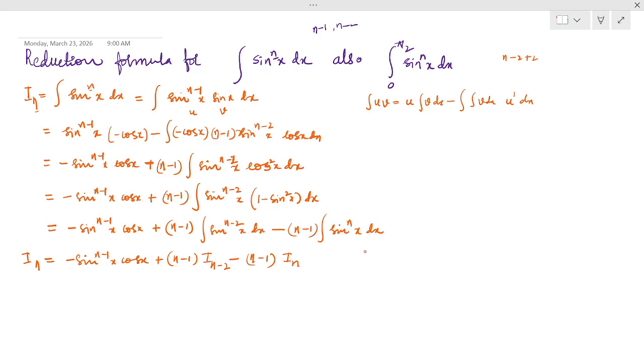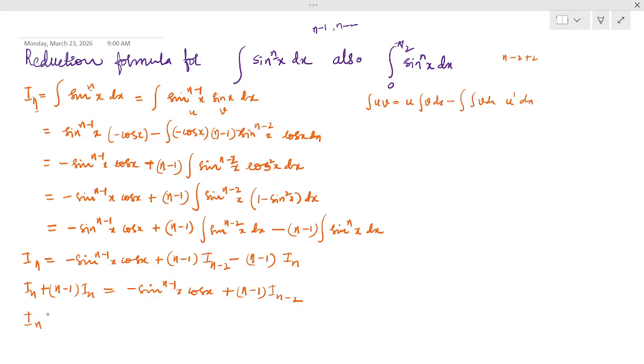Hope it's clear, right? Now what I am doing is, I need to have only one I_n. Since there are two I_n, I will transfer this minus sign to the left side. So what will happen? You can write I_n plus (n minus 1) times I_n on the left side, and on the right side minus sin^(n-1)x cos x plus (n minus 1) I_(n-2) as it is.